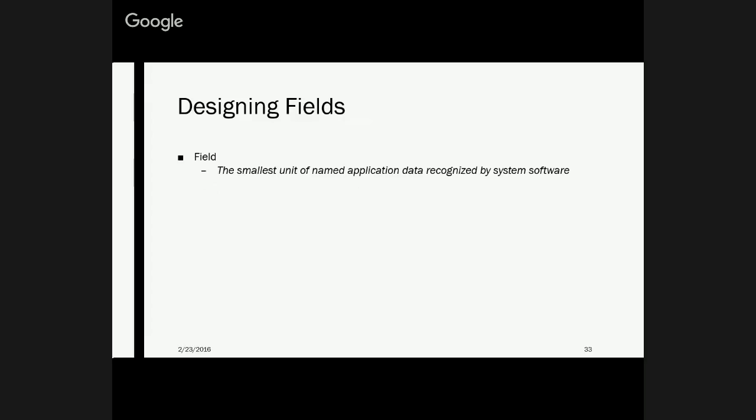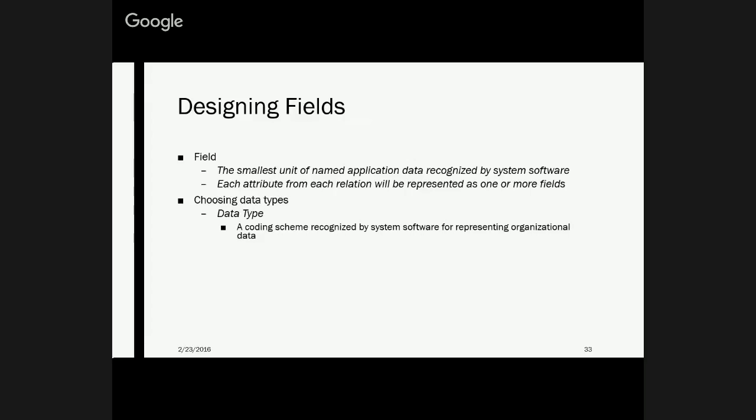So, field, smallest unit of a named application data recognized by system software. I put way too much on here, but the idea is that if we have an attribute, it's a field. It's got to be stored somewhere as a piece of data. So data types, this is what I was touching at. Internally, that's stored somehow. An integer has some internal structure, a varchar, a date, all the things we talked about. So data type is what's the coding scheme that's going to be used to store it.